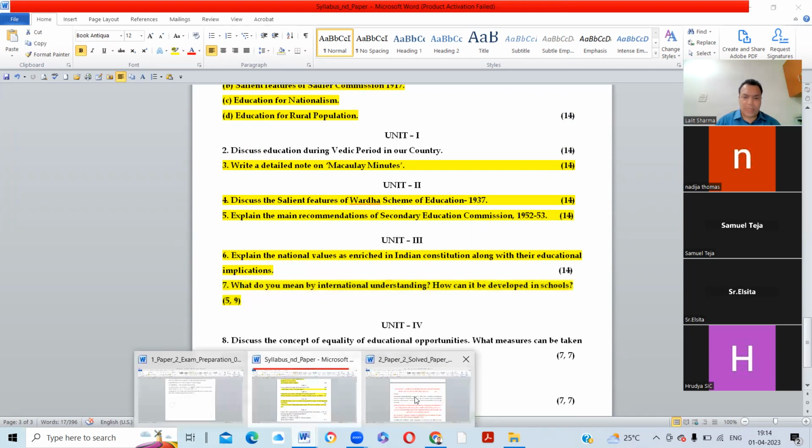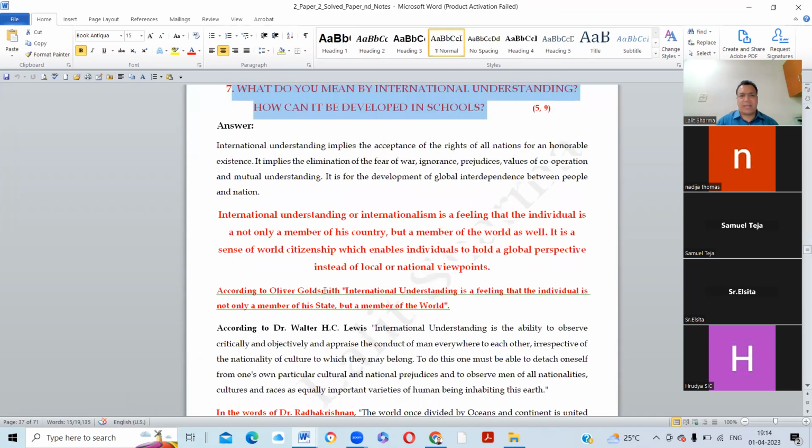First understand what international understanding is. International understanding, or internationalism, means it is a feeling that the individual is not only a member of his country but a member of the world as well. It is a sense of world citizenship which enables individuals to hold a global perspective instead of a local or national viewpoint. Because the whole world now seems like a village, guys.